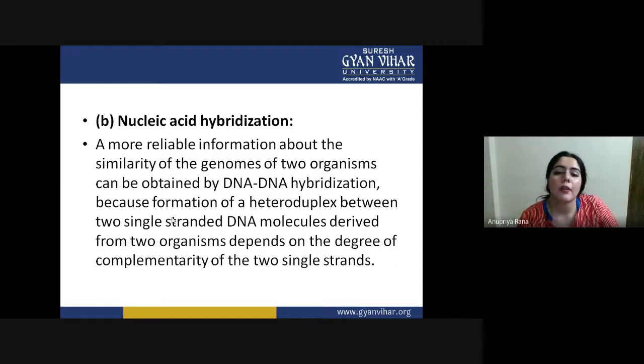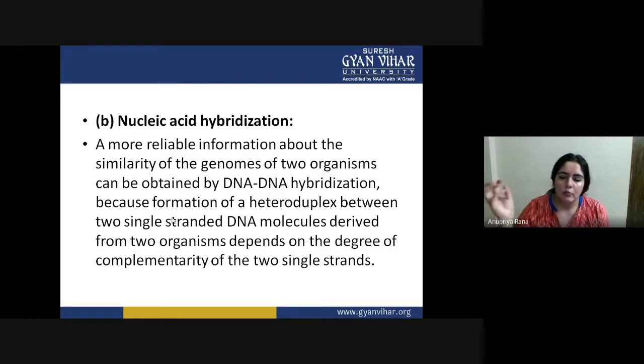So more reliable information about the similarity of the genome in two organisms can be obtained by DNA-DNA hybridization. If we have a confusion about whether two DNAs have similar things, we can test it by experiment, rather than just thinking that they are the same. What do you do?